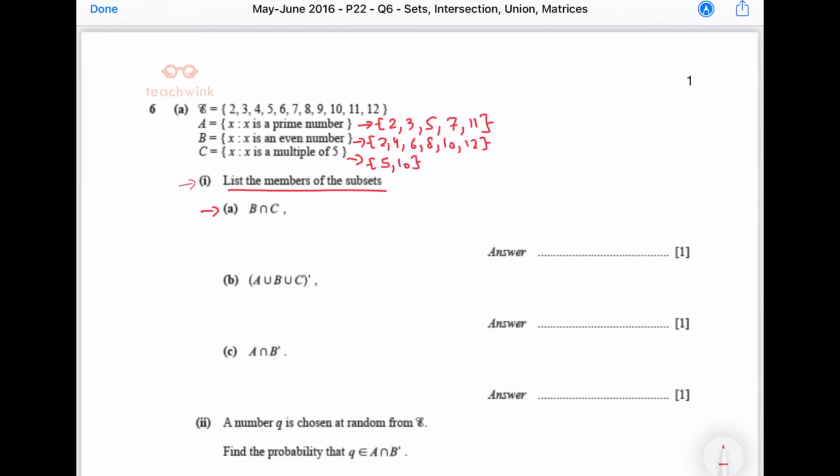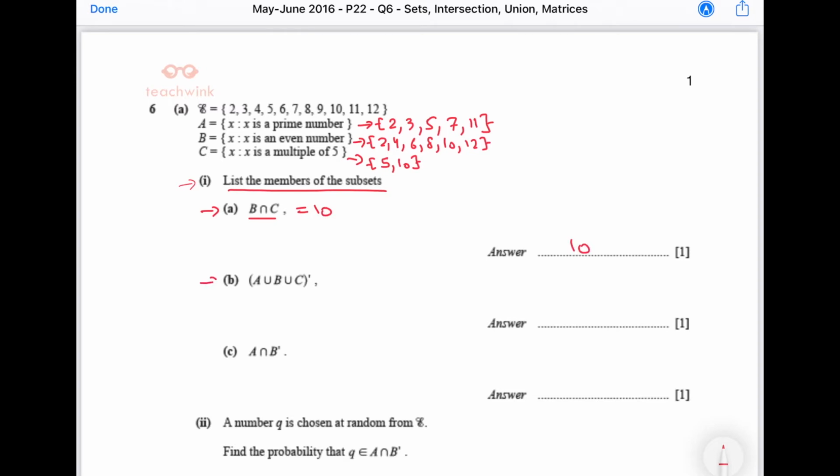Okay, so we have to list down the members of B intersection C. That means we need to look for those elements that are present in both B and C. I can only spot 10. So 10 is the member of B intersection C.